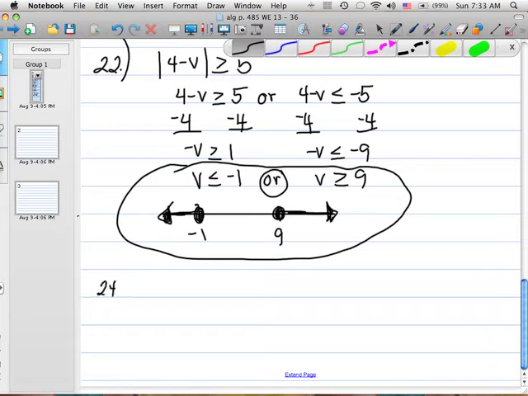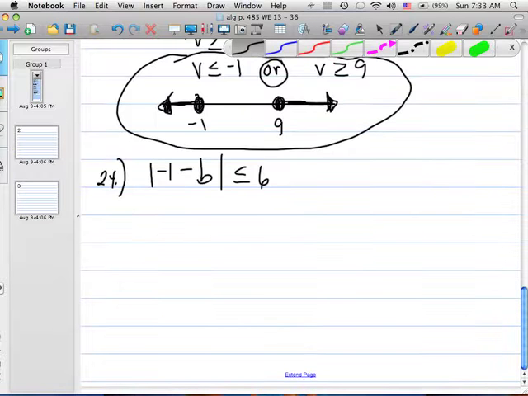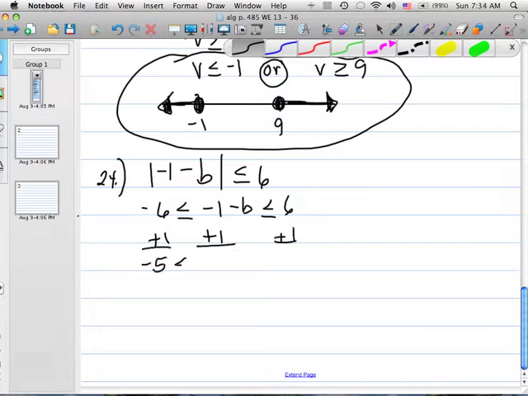Number 24, we have the absolute value of negative 1 minus b is less than or equal to 6. That's a between problem, so we're going to put negative 1 minus b between 6 and negative 6, using less than or equal to. Solving for b, we add 1 to all three parts, and we get negative 5 is less than or equal to negative b is less than or equal to 7. To get this to be positive, I have to multiply by negative 1, which turns the inequality, so this is going to be 5 is greater than or equal to b greater than or equal to negative 7.